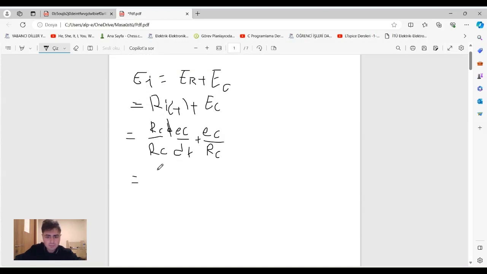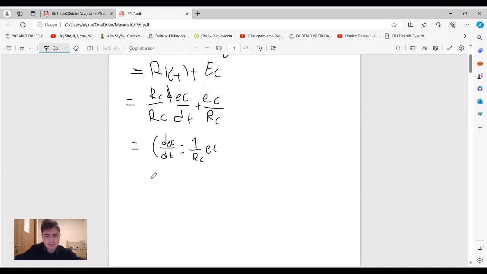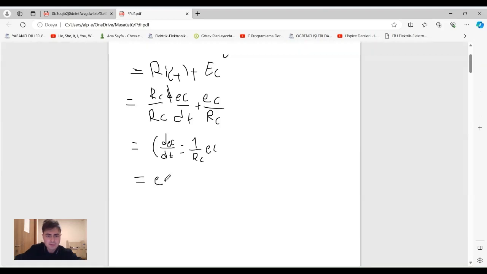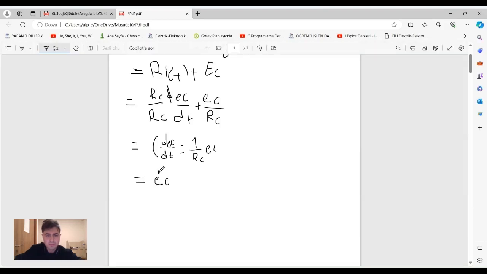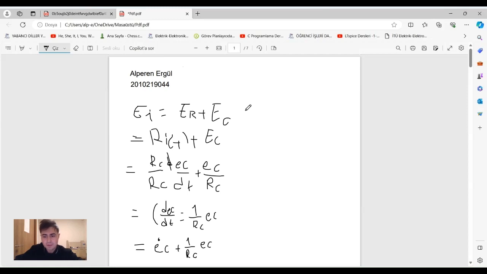And we must write dEC over dt equal to 1 over RC, plus EC. And then we must write the derivative of EC, plus 1 over RC times EC. Did you already see this? dEC over dt is equal to this.